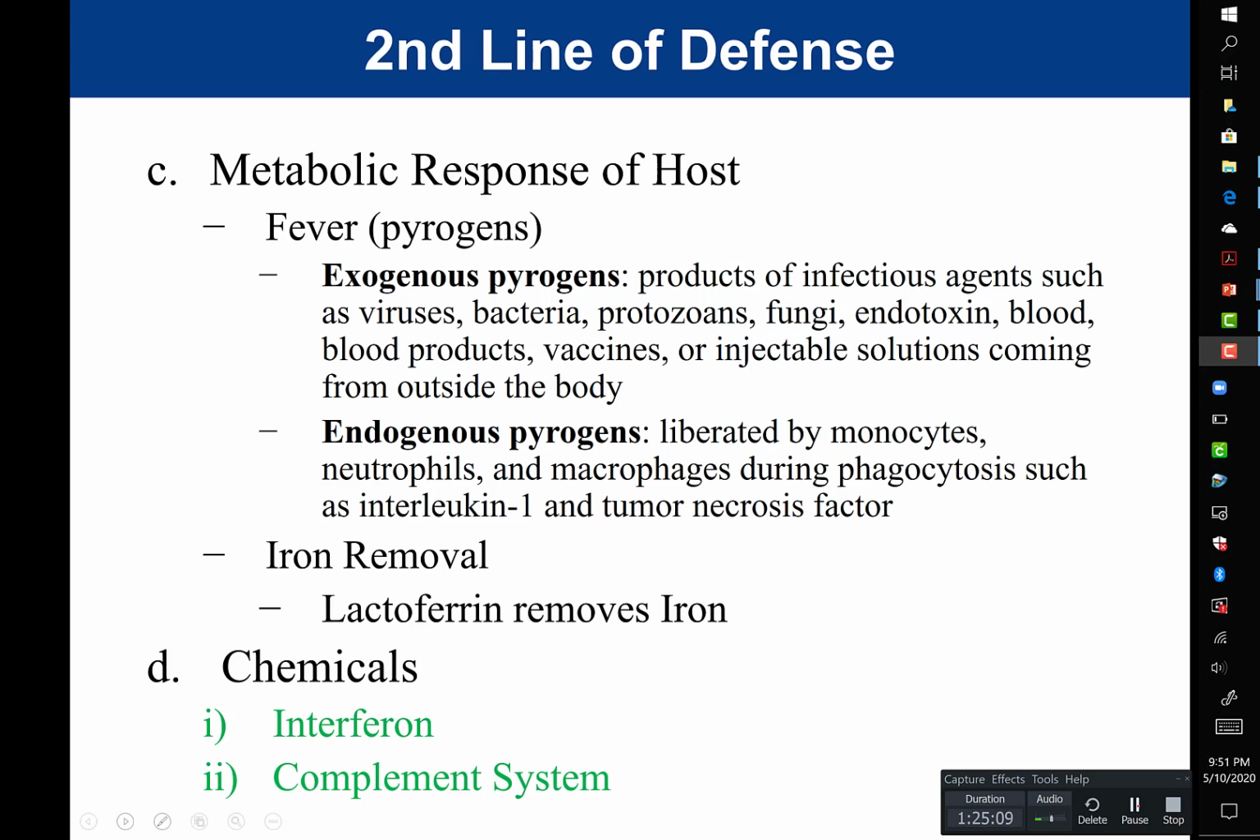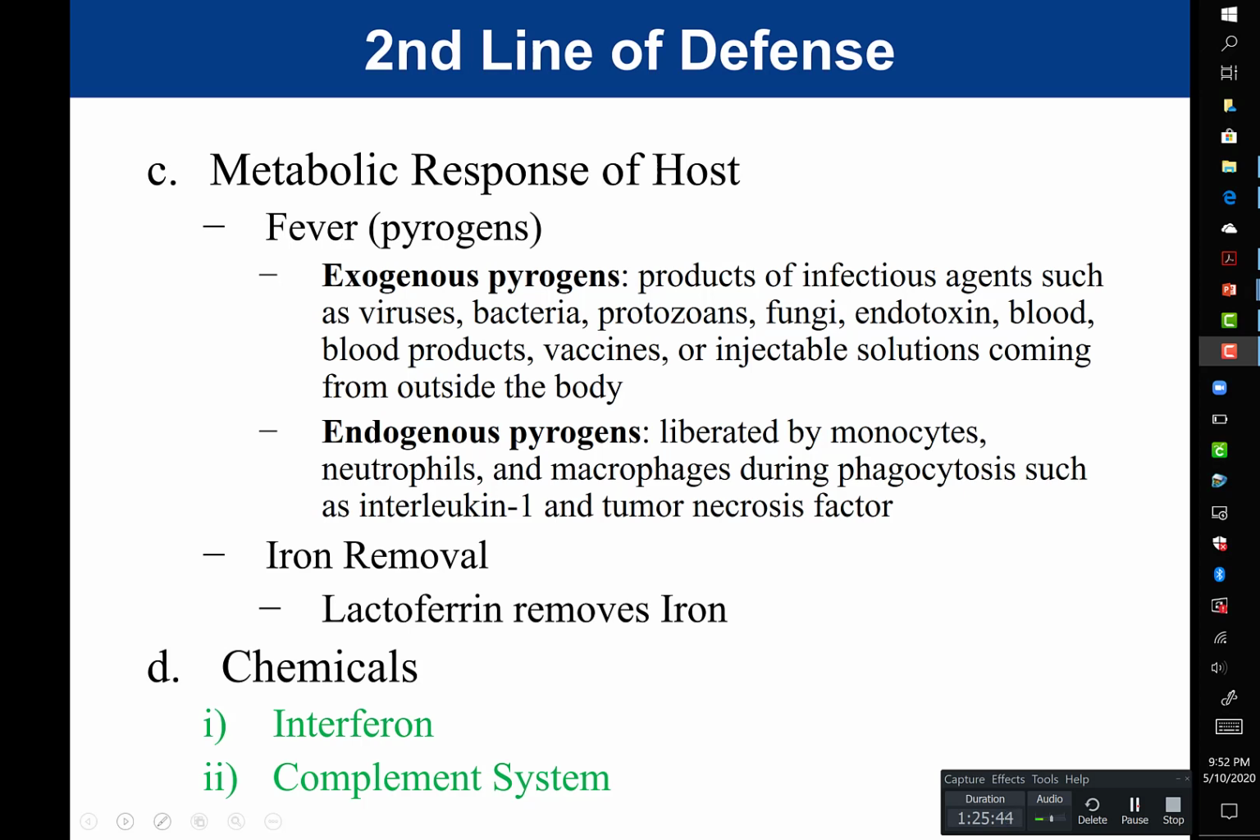Another metabolic response of the host is by doing something called iron removal. And so the body will produce this lactoferrin, which removes iron. Now, you might wonder, why would the body want to remove iron? Well, it impedes nutrition of bacteria by reducing the availability of iron. And so if the bacteria can't get access to iron, it's going to slow down their metabolism.